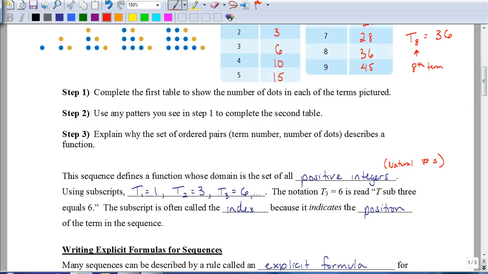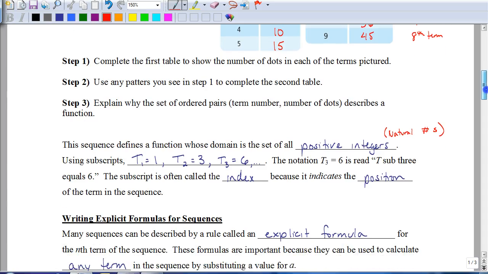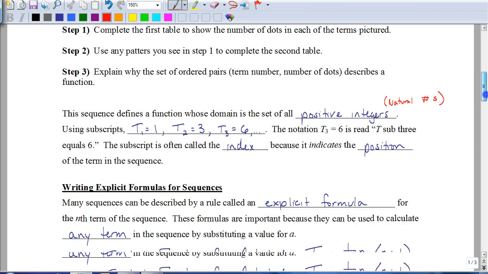But we use subscripts to locate the position, like I had T sub 8 here. So that's called a subscript. Do not write this like T times 8. It's not T to the 8th power. It's the opposite of an exponent as far as how you'd write it. It's T sub 8, meaning that 8 represents the location in our sequence. What it equals is the actual number in the sequence.